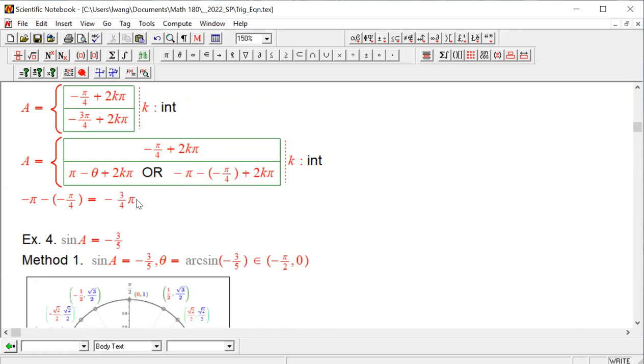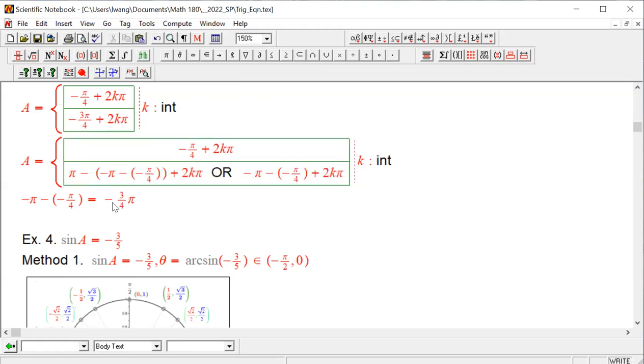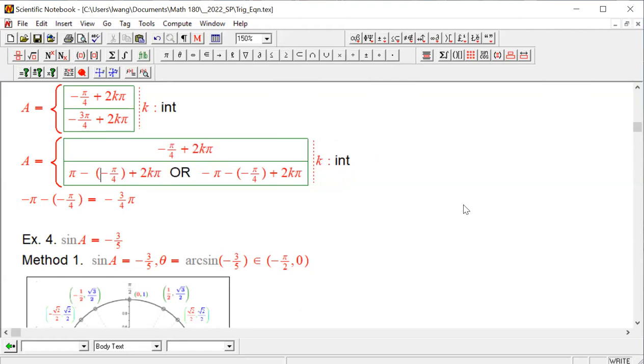This form is correct. How about this form? This form didn't show up here. And also we want to see if this will give us a meaningful answer. So I'm going to replace theta by negative pi over 4.